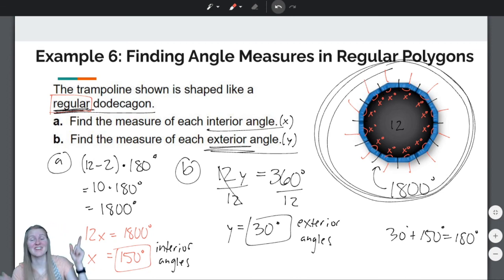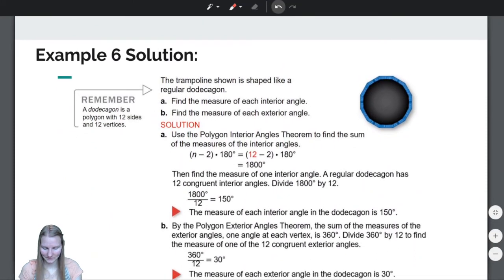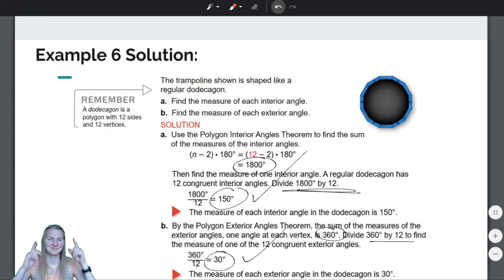Another way that we can check is by scrolling down and seeing. Okay, sum of the measures of the interior angles is 1800. Divide 1800 by 12 to get 150. Booyah. And sum of the measures of the exterior angles is 360. Divide 360 by 12 to get 30 degrees. Aha! Yes! That's what we did. And we were correct. Wonderful.